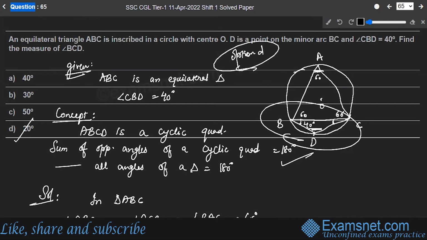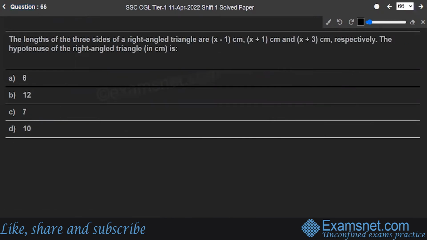Hope you are clear. So what concepts did we use in the question? We used that the sum of opposite angles of a cyclic quadrilateral is equal to 180 degrees. Also the sum of angles of a triangle is equal to 180 degrees. This is known to everybody, I think, right? Okay, so next is question number 66.